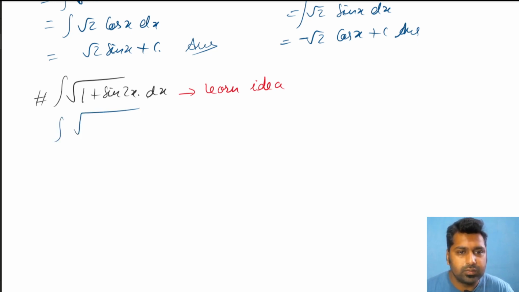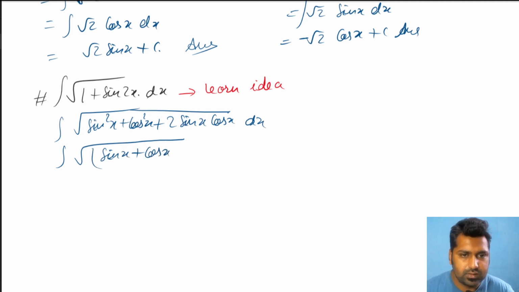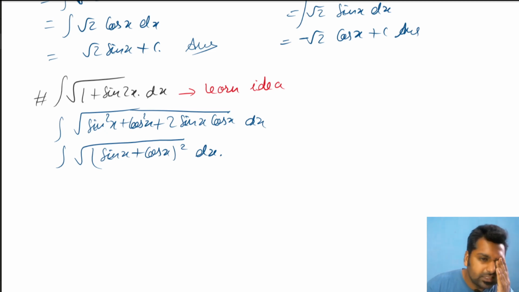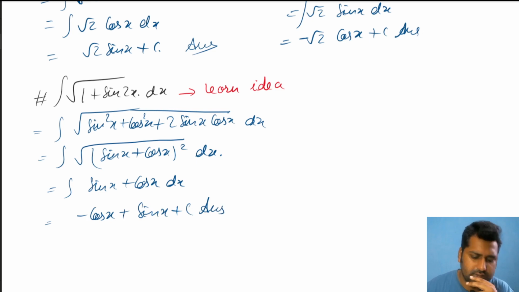What do you do? You write down this sine 2x as 2 sine x cos x, and this 1 as sine square x plus cos square x. The good thing is it becomes an identity, a square plus b square plus 2ab. So this becomes integration of square root of sine x plus cos x whole square dx. So this square and square root will cancel, so integration of only sine x plus cos x. What is integration of sine x? What is integration of cos x? Sine x integration is minus cos x. Cos x integration is sine x plus c. That's the answer.